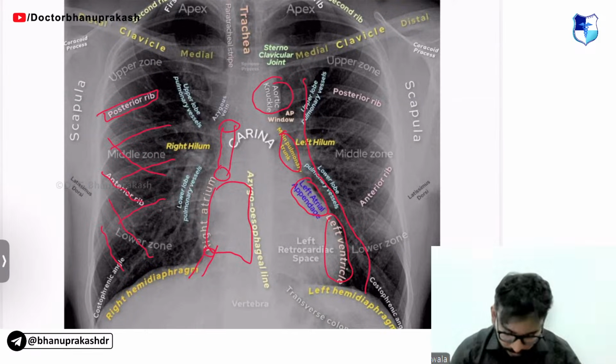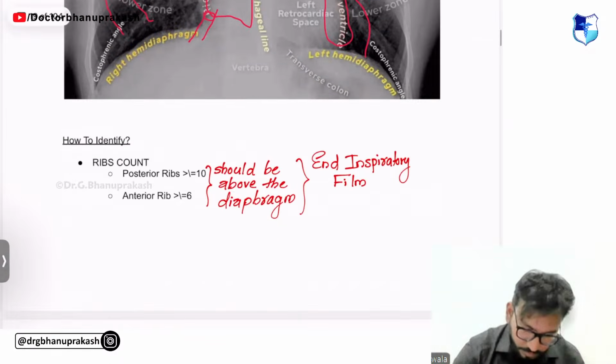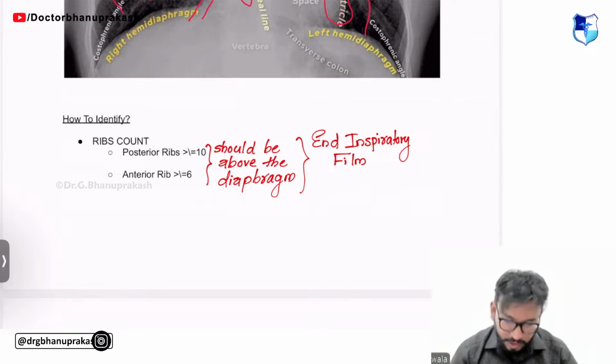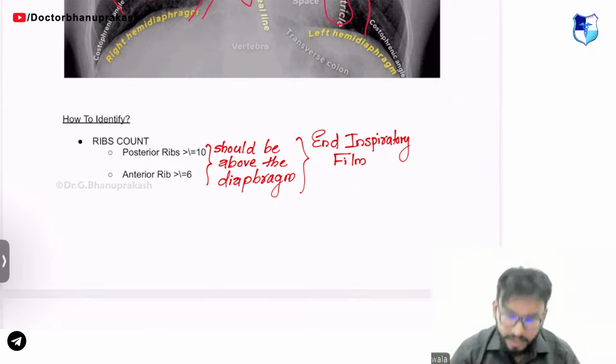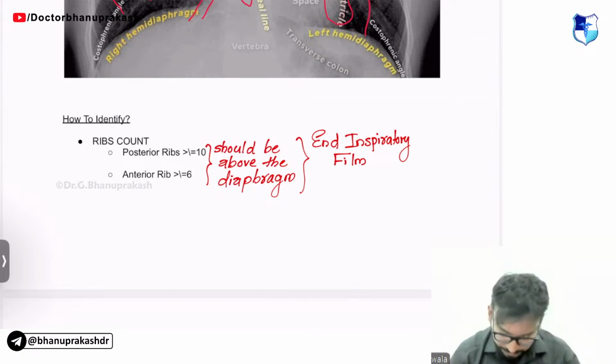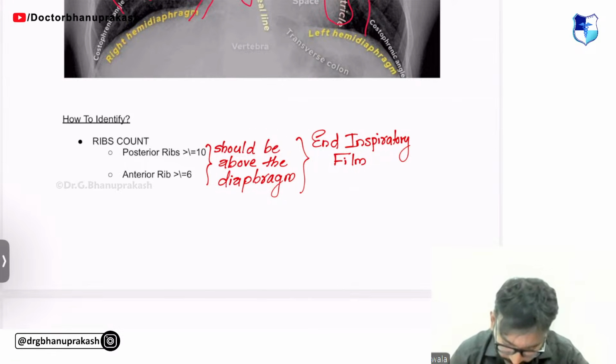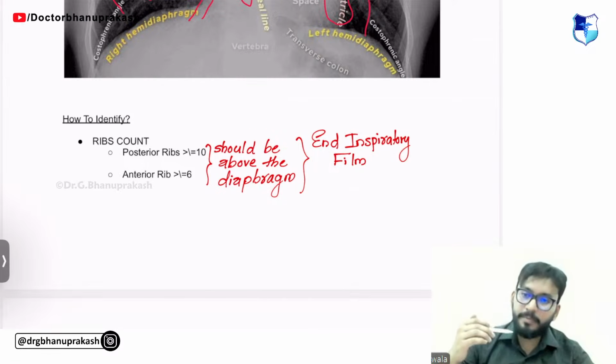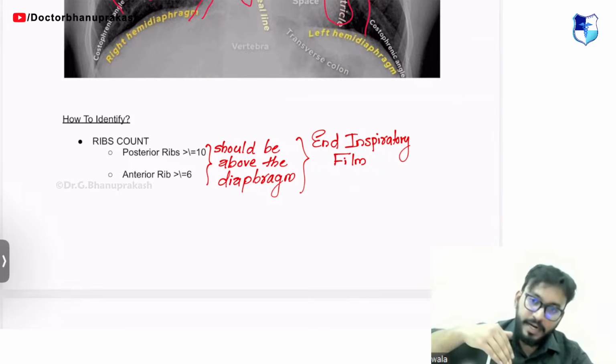How do I identify the ribs, guys? The posterior ribs and all of that. Yes, the superior vena cava, the right atrium, and the inferior vena cava. This makes up the right heart border.